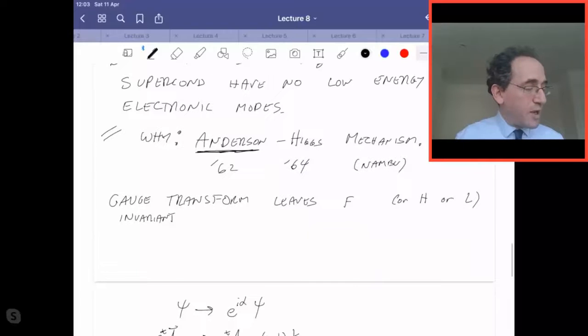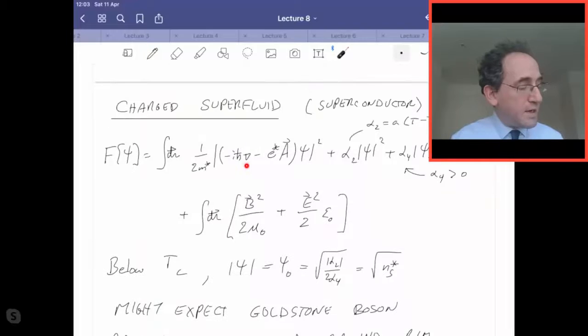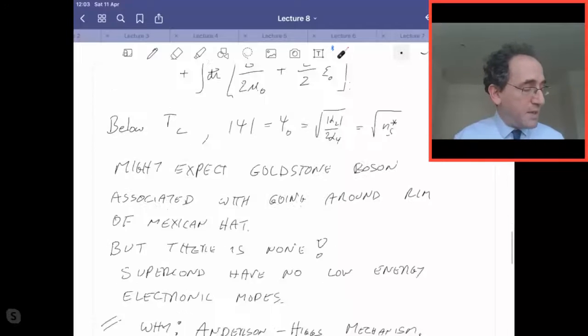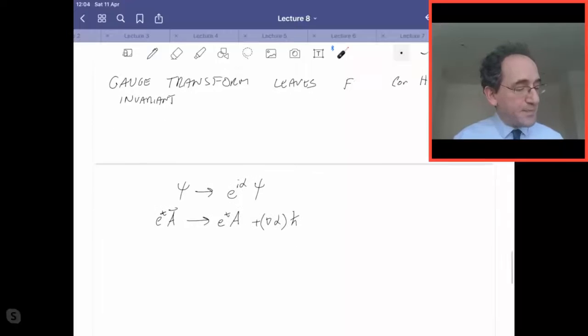So if you look up here, what's going to happen is that the gradient here is going to hit the e to the i alpha up here, but then it's going to be corrected for by the change in A. So the combination is going to remain gauge invariant if you do both of these at the same time.